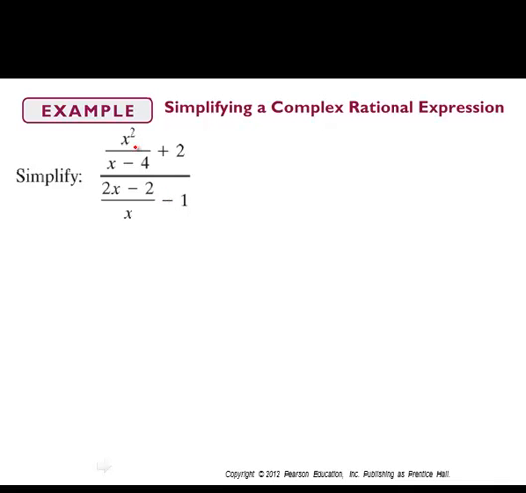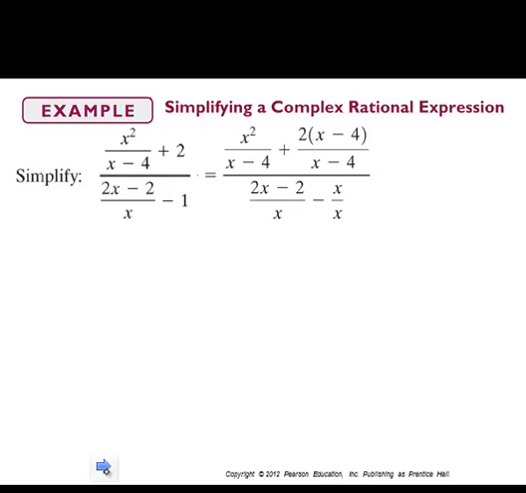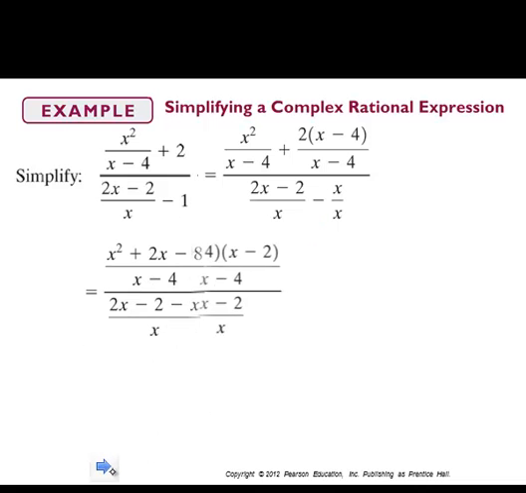All right. Now, we could combine the numerator fractions here by rewriting this 2 as 2 times x minus 4 over x minus 4. And then the denominator, you could write that 1 as x over x. So we're using that first method to simplify this complex expression here. We're going to combine these two expressions in the numerator and in the denominator, simplifying them.